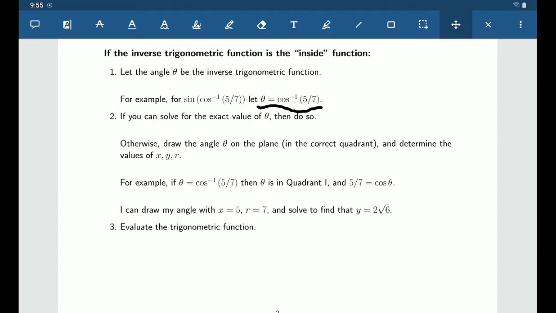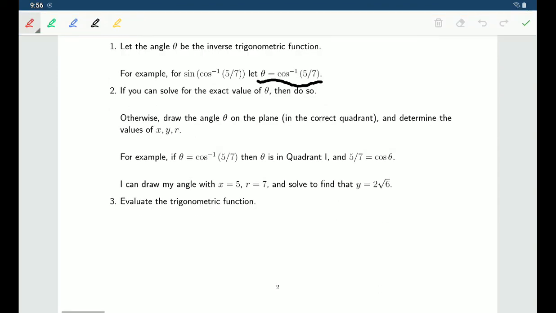Now, if it had been some other number rather than 5/7, if it had been root 2 over 2 or 0 or 1, then I would have been able to find the exact value of theta. Of course, if I can't do that, I still have an option available to me, which is to draw my angle on the xy plane in standard position. Now, I remember that for cosine, we had restricted the domain to being in quadrants 1 and 2, between 0 and pi.